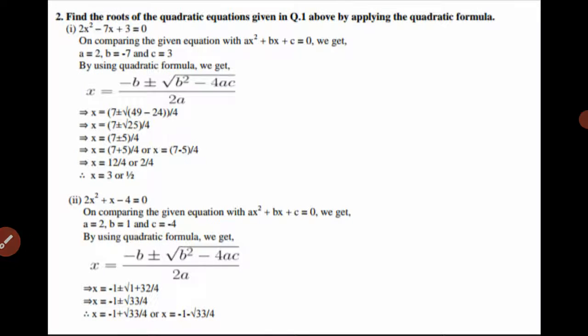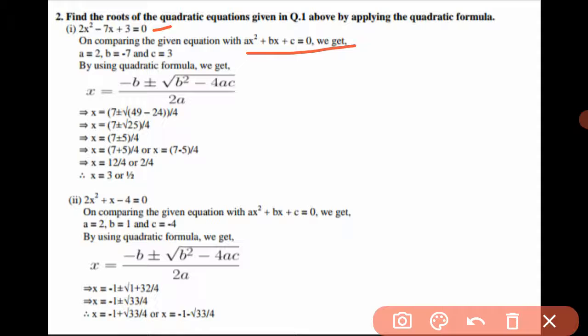So in question number 2, find the roots of the quadratic equations in question number 1 above by applying the quadratic formula. So here, all the parts of question number 1 we have to do by using the quadratic formula. So in the first part we are given 2x square minus 7x plus 3 equals to 0. Now we will compare it with the equation ax square plus bx plus c equals to 0. So here a equals to 2, b equals to minus 7 and c equals to 3.